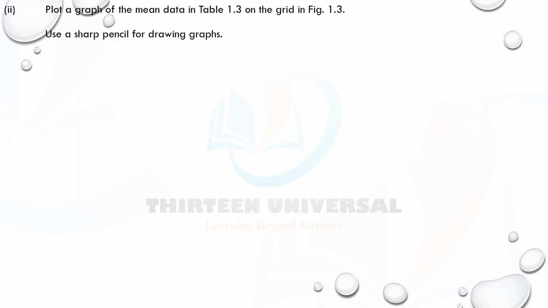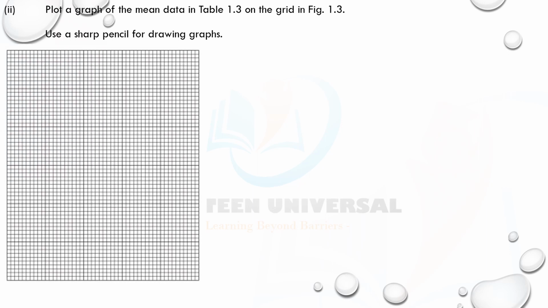Plot a graph of the mean data in table 1.3 on the grid in fig 1.3. Use a sharp pencil for drawing graphs. So you can see that. I want us to plot the graph. Remember that graph, if you go back to the distance, you can see. So just pause the video and try to plot the graph.